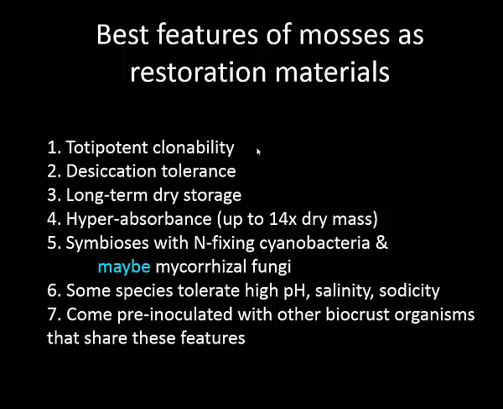I've already shown you how great they are at water capture. They also form these great symbioses with N-fixing cyanobacteria and potentially mycorrhizal fungi, and we're going to explore some of that too. We just haven't got there yet. They're tolerant to really nasty soil types, and probably the best thing is that they generally come pre-inoculated with all the other guys that we care about. So the cyanos, the lichens, the dark cyanos, these guys share the same features that the mosses do, but if we can get them all in one fell swoop, why not try?